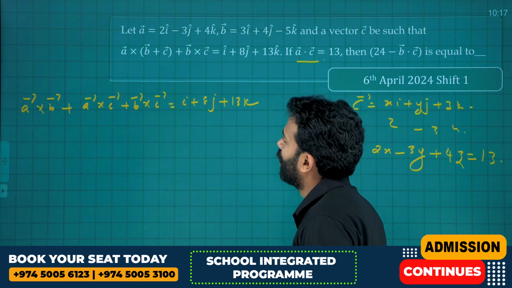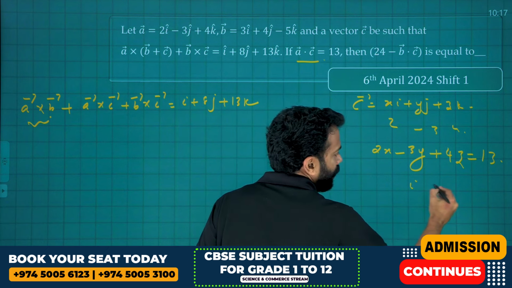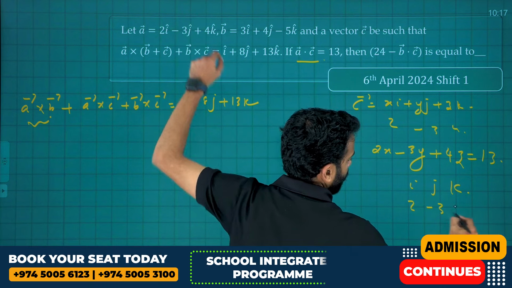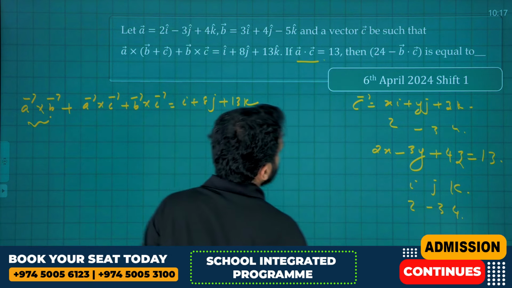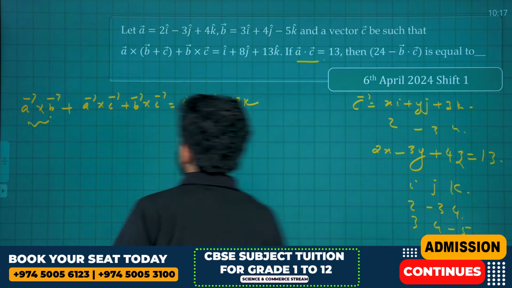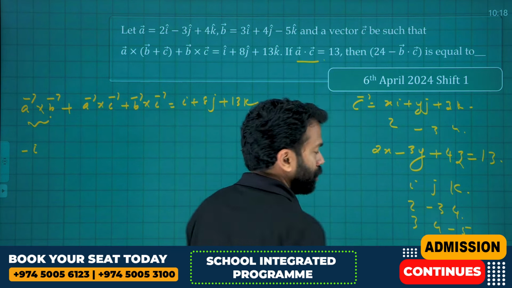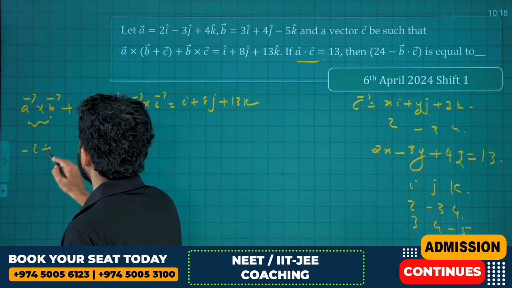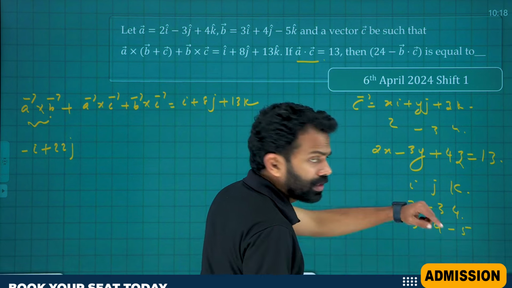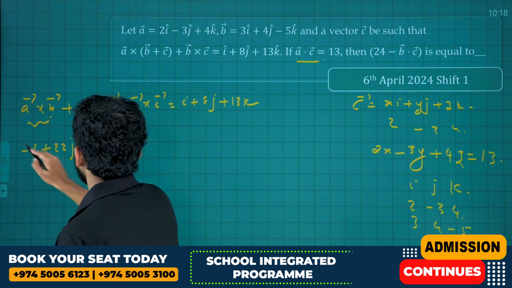Okay, let's do this. What is vector A cross vector B? We can sort it out from here. i, j, k. A is 2, minus 3, 4, and B is 3, 4, minus 5. So it will be 15 minus 16, that is minus i. And minus 10 minus 12, that is minus 22; along with the sign of the determinant, it will be plus 22j. And 8 plus 9, that is 17k. Plus 17k. Okay, that's done.